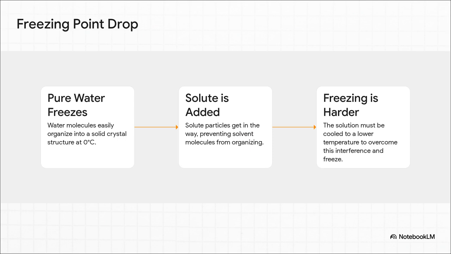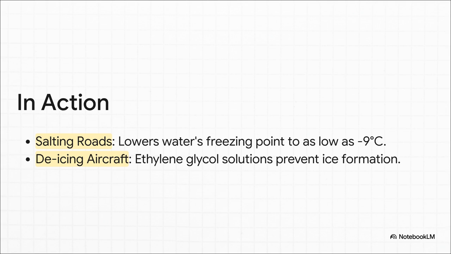So how does this play out with freezing? Well, for water to become ice, its molecules need to line up in a very neat, organized crystal formation. But when you add solute particles like salt, they're like tiny little obstacles. They just get in the way, physically blocking the water molecules from locking together. And to overcome all that interference, the solution now needs to get much, much colder than 0 degrees Celsius before it can finally freeze. And boom, there's the answer to our first question.